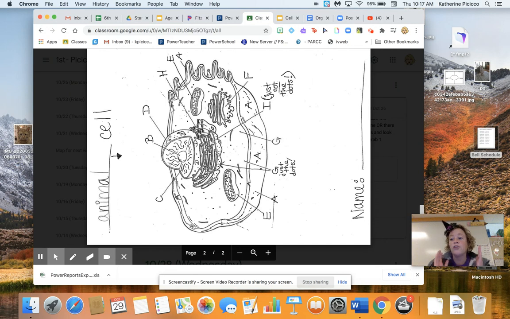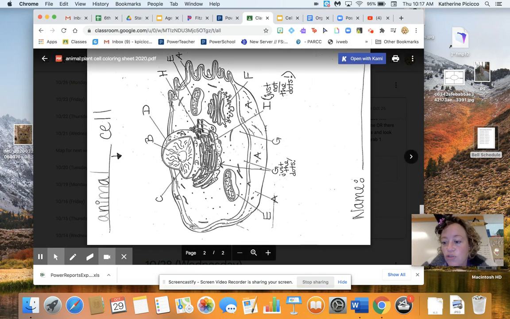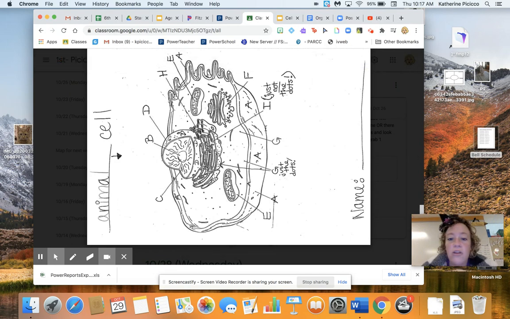So here's the deal. Tomorrow, we're going to color and listen to some Halloween music and enjoy one another's company. So you do not need to do this for homework, but tomorrow you should have your coloring supplies and your coloring sheet ready to go so that we can just have a fun, enjoyable Halloween-related day coloring in the cell.